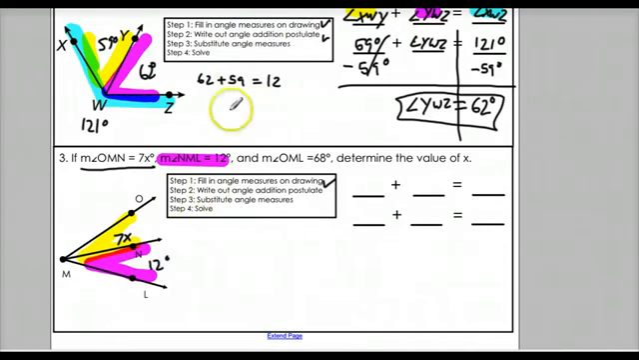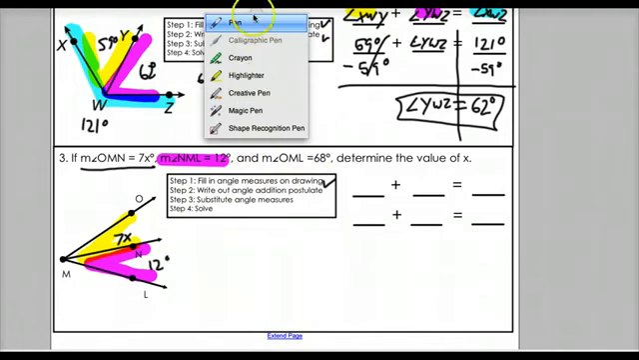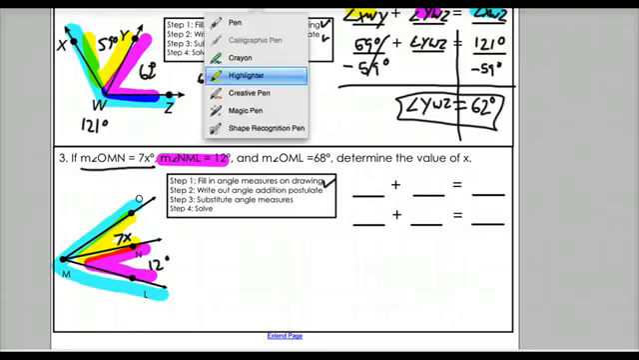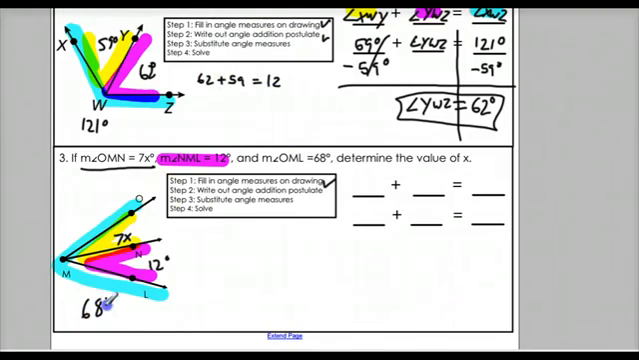Fill that in. And finally, OML, which is our bigger angle, OML is equal to 68. Let's put that on the outside so we know what it is. And that's how we filled in our angle measures. Perfect. We got that done. Step 2, write out the angle addition postulate. So we know that angle OMN, that's this angle right here, plus angle NML, that's the smaller angle, is equal to the bigger angle, OML. Good. We wrote out the angle addition postulate.